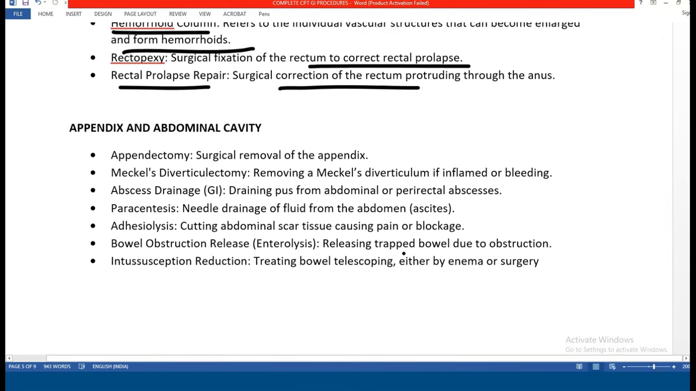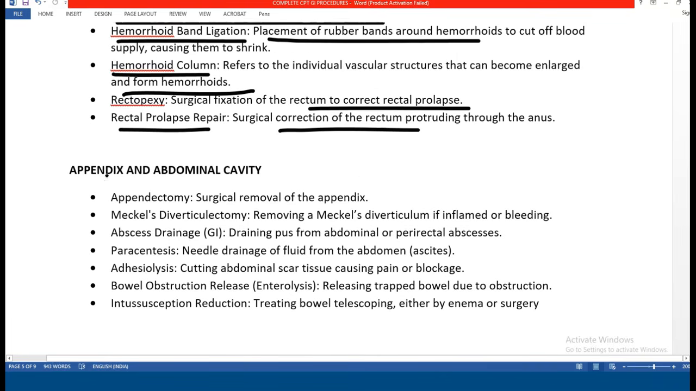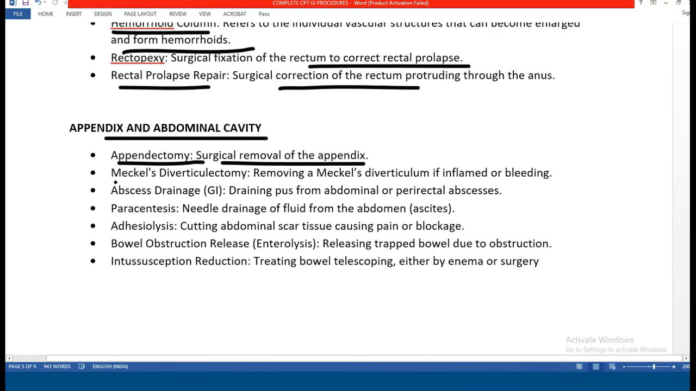Okay. Next, we have procedures related to appendix and abdominal cavity. So the most common procedure in the appendix is appendectomy, surgical removal of the appendix. Okay. Next we have Meckel's diverticulectomy. So removing a Meckel's diverticulum if inflamed or bleeding is called Meckel's diverticulectomy. So what is a diverticulum here? It is like a pouch.